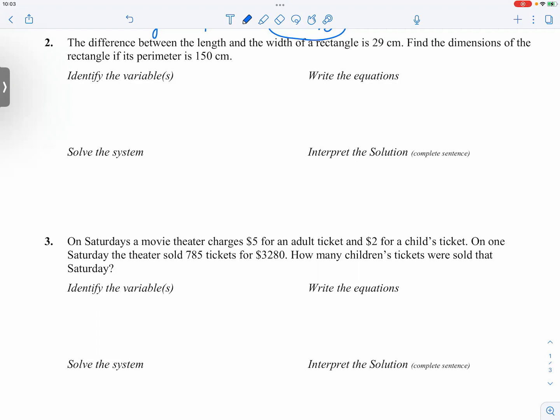So for the variables here, L is length. That's easier, okay? We will make things more conventional. I'm not going to use X and Y. I'm going to use L and W to make life easier for ourselves. So something is equal to 29 and something is equal to 150. Can you write down the 2 equations?